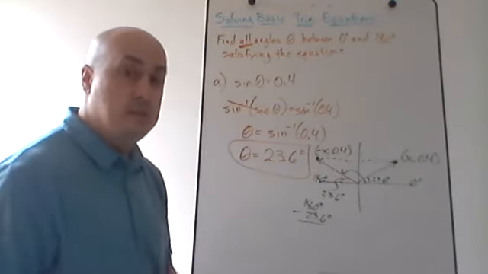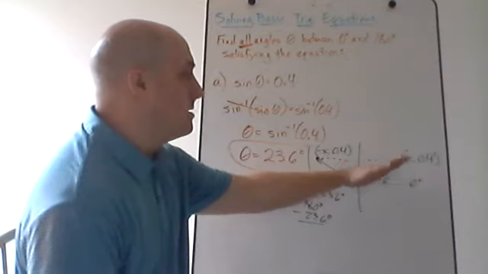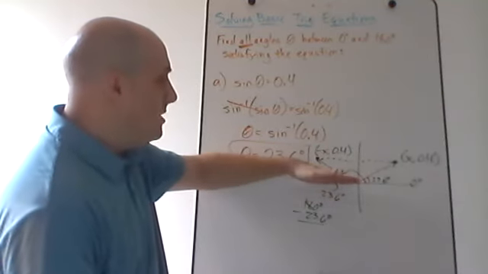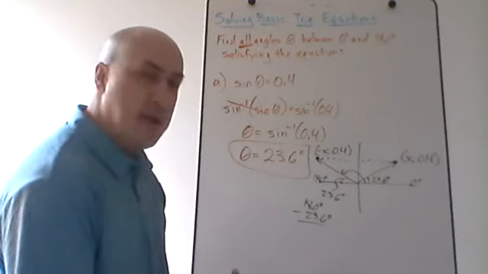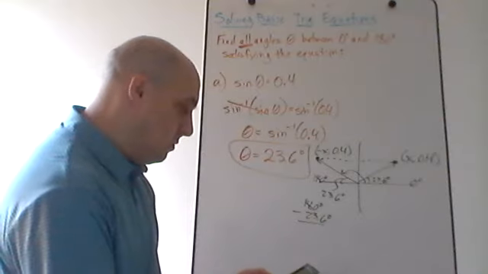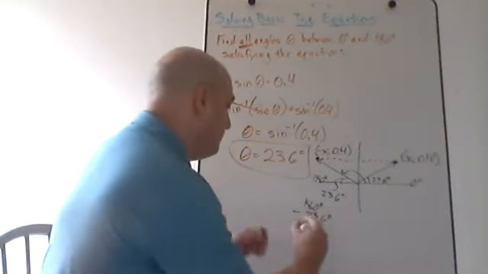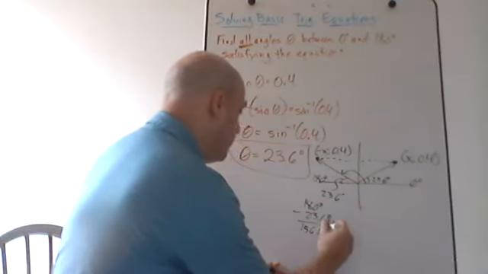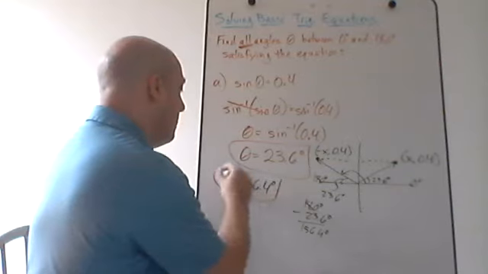Again, we use symmetry all the time when we're doing trigonometry. This one's 23.6 higher than 0. This one up here is 23.6 less than 180. They're the same angle above the x-axis, just on opposite sides. So if I do 180 minus 23.6, I get 156.4 degrees. So theta also equals 156.4 degrees.